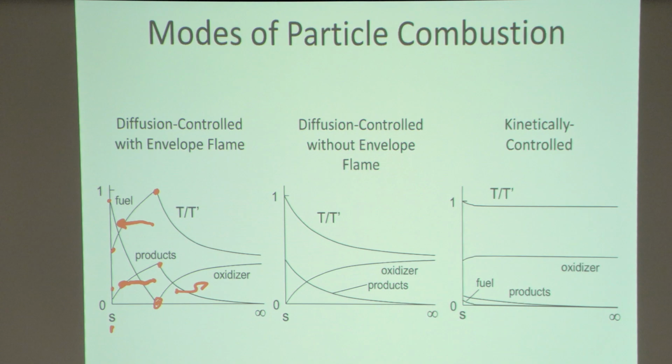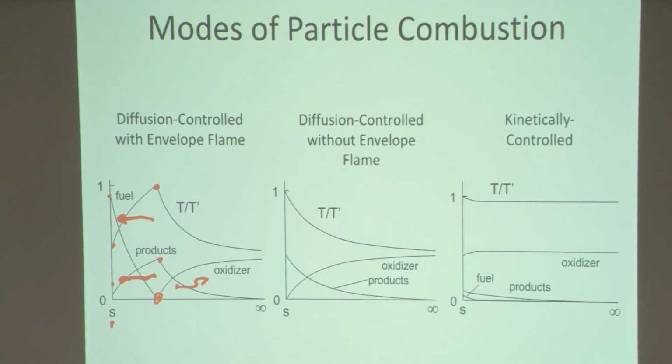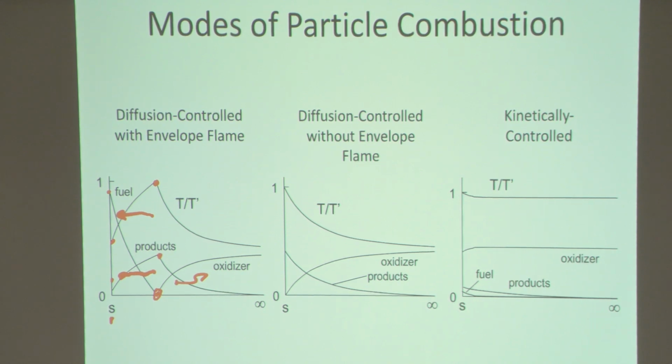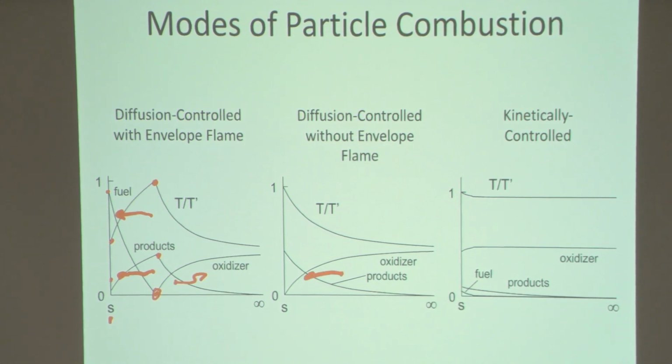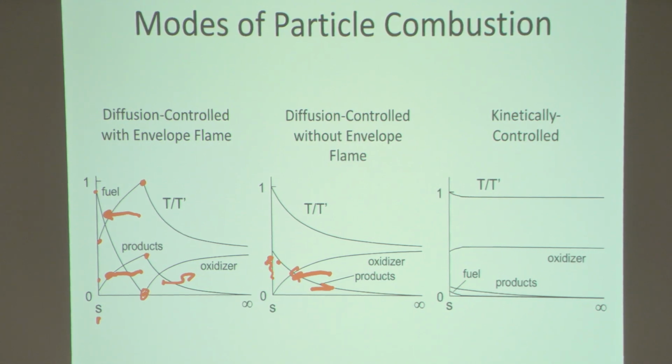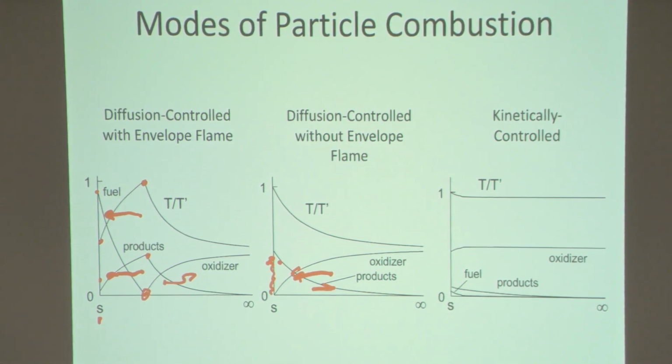Now, I can also have a situation where, if I have a large particle, the system still is diffusion controlled, but without the envelope flame. Okay, and what's limiting the process, again, is essentially diffusion of oxidizer to the surface or products away from the surface. And the reaction that occurs at the surface is much faster than the diffusion process. Okay. And under those cases, I'll see an elevated temperature at the particle surface.